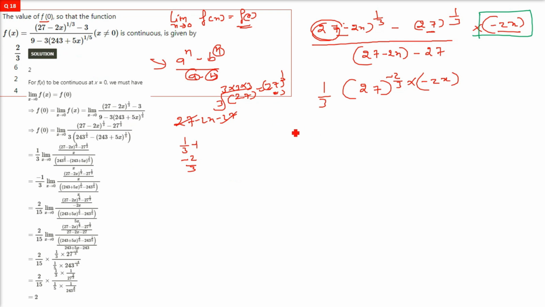Now coming to the denominator. Denominator, same thing we are going to do. 9 minus 3 and (243 plus 5x) raised to the power 1 by 5. Now this 3 is creating some kind of bottleneck, so you can just take this 3 out. When you take 3 out, you have to take 3 common, so that we can get a proper form which we want, as we just did in the previous numerator.